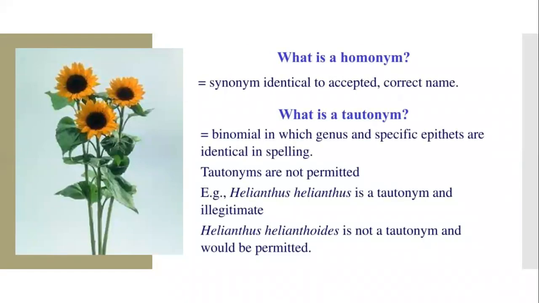So, what are homonyms? Homonyms are one of two identical names that are based on different type specimens. So, the later homonym, based on publication date, is illegitimate.